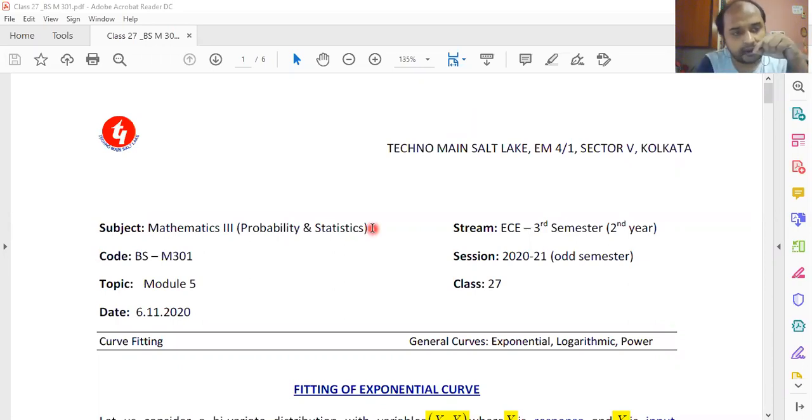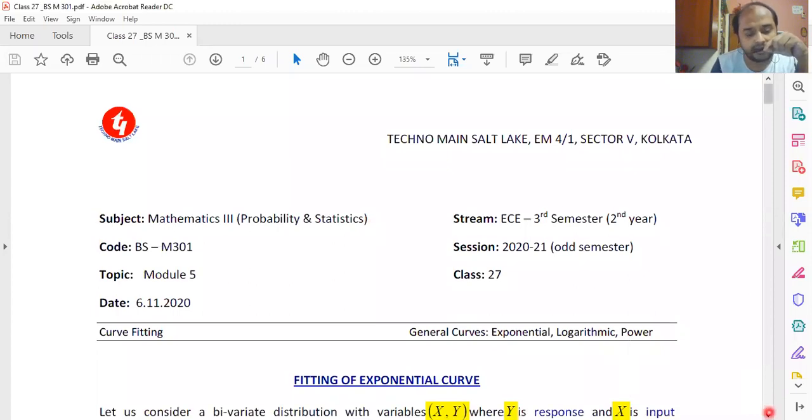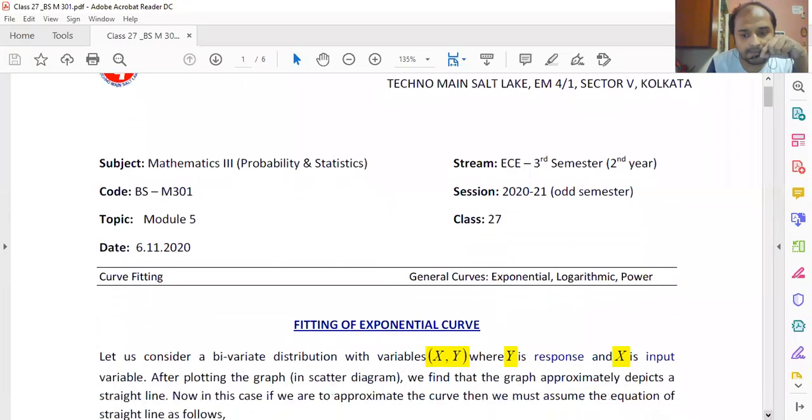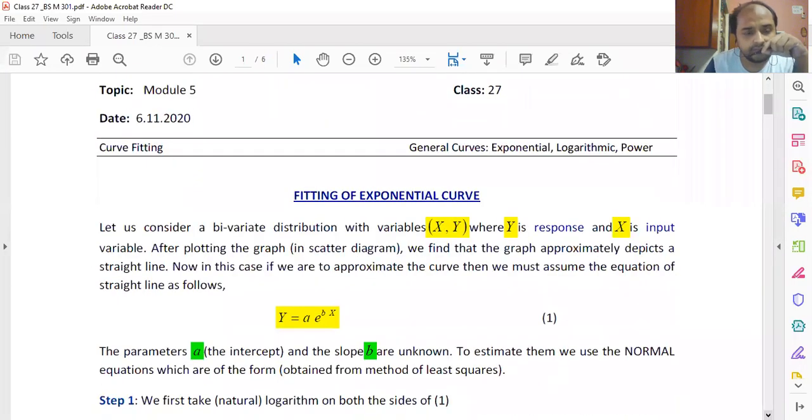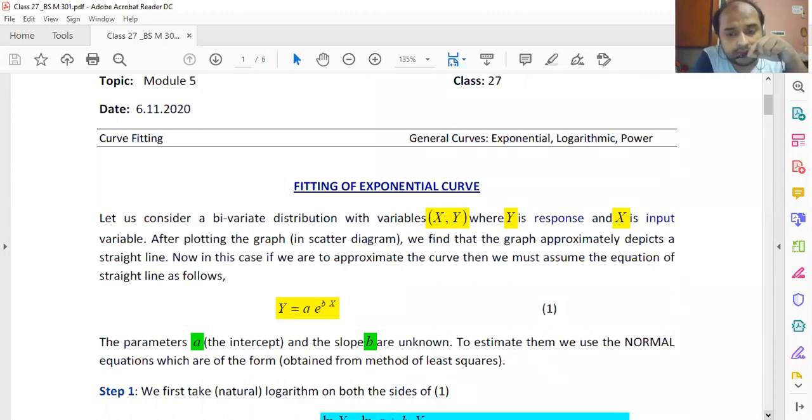I shall come to this particular point, but before that, let me begin today's session with the fitting of exponential curve. And as usual, for fitting of exponential curve also, I have to deal with the bivariate distribution in two variables, capital X and capital Y, where one variable will be response, another is input. It is a matter of choice which variable is which. You can consider any of the two variables to be input, and the other one is response.